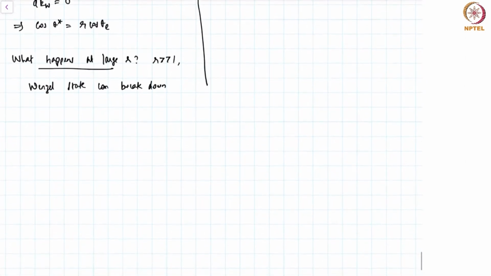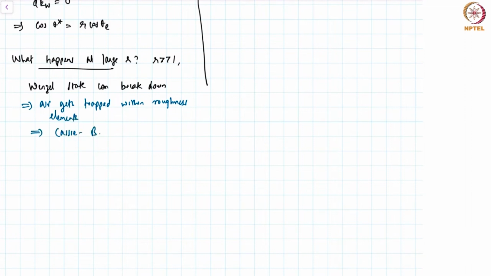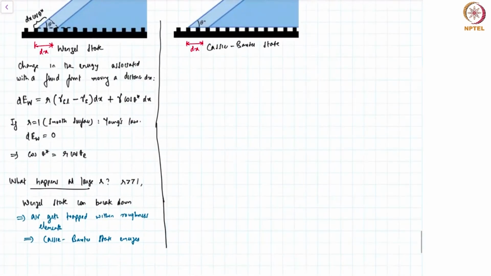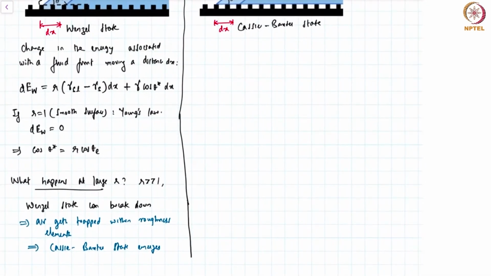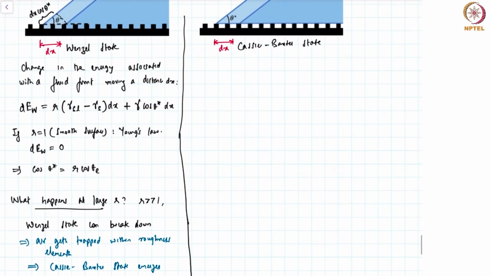In this case, what tends to happen is air gets trapped within the roughness elements, and then the Cassie-Baxter state emerges. So we have at least one way to look at the transition from the Wenzel state to the Cassie-Baxter state when r becomes very, very large. What about the other case of the Cassie-Baxter state? Let's do the same kind of analysis.